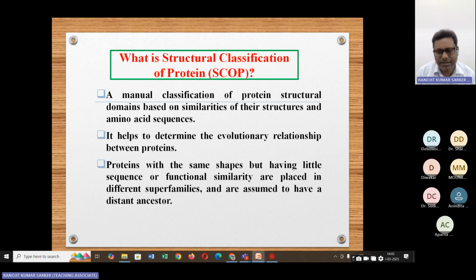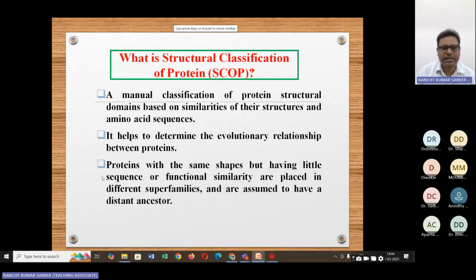And this classification focuses on the evolutionary relationship of proteins. That's why many times it becomes very critical in our research to find out the evolutionary relationship among the proteins we are interested in. So in those cases, this structure is going to be very helpful.